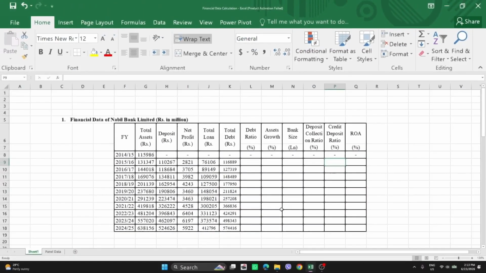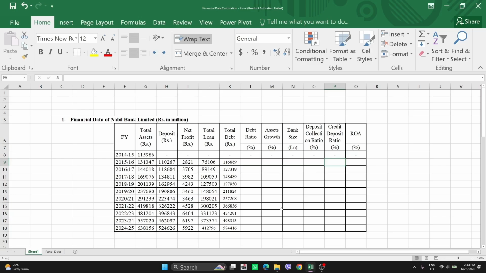Hello, I'm Vikas Malandar. This video is showing how to calculate financial variables from the financial data before analysis. To calculate the financial variables, at first we must collect the financial data from the financial statements such as balance sheet, profit and loss account, and cash flow.